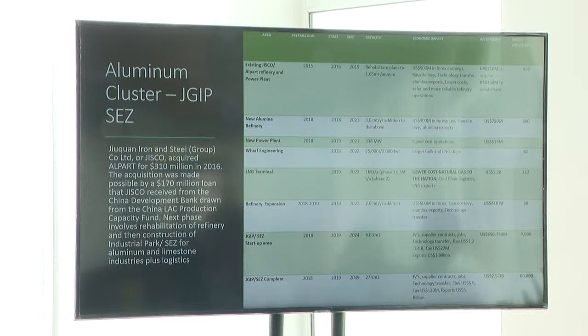This is some information on the aluminum cluster I mentioned. This is a 6,000 acre, 3 billion project. You might hear in the news that they're actually focusing on rehabilitating the manufacturing part, which currently is under the bauxite incentive. Once that is complete, that's when they'll get to the industrial park, which comes under the SEZ incentives.